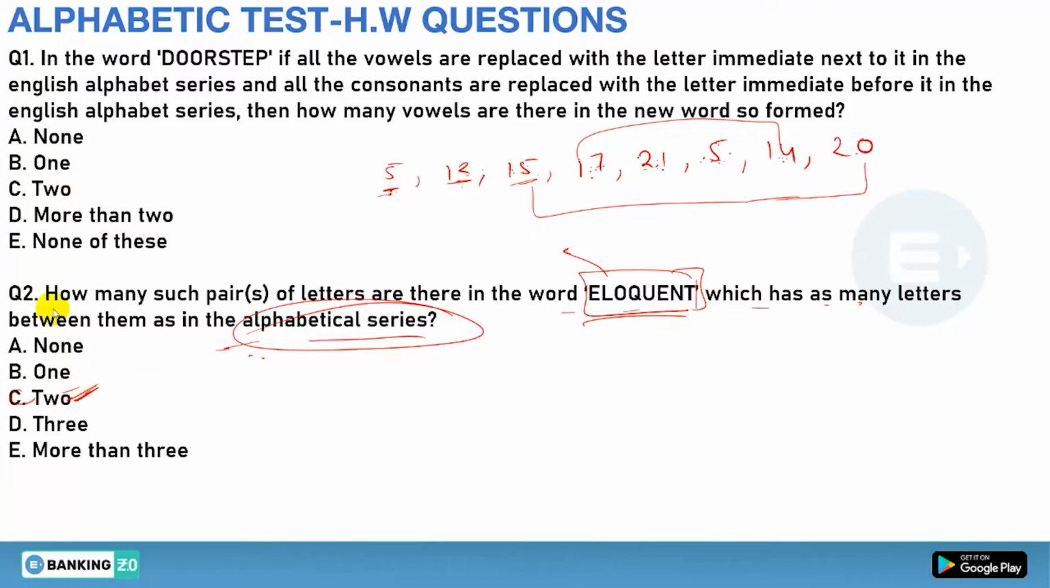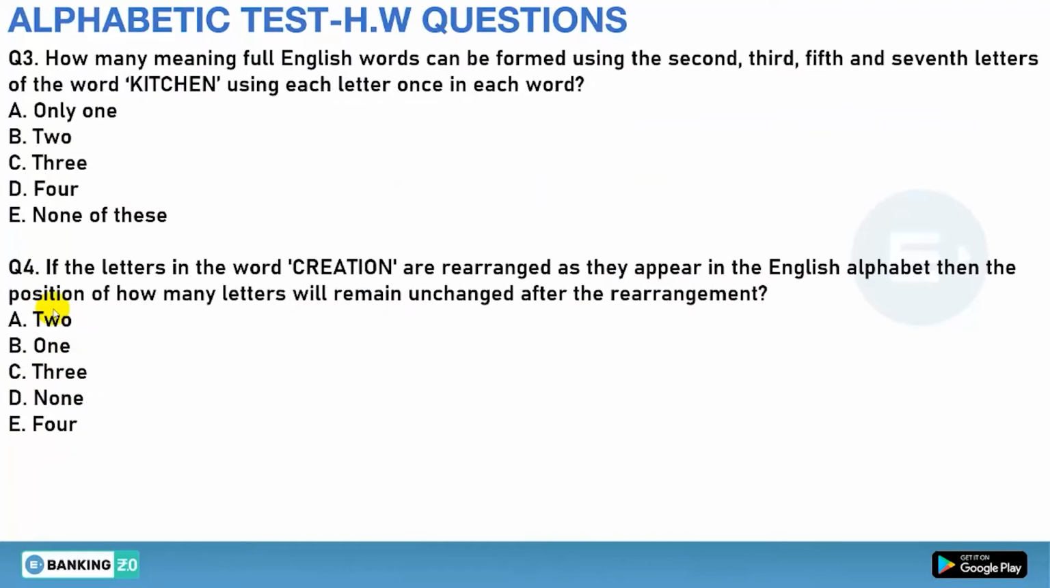Done. It was easy. Now let's see question number 3 and 4. How many meaningful English words can be formed using the 2nd, 3rd, 5th and 7th letter of the word kitchen, using each letter once in each word? So first of all, 2nd, 3rd, 5th and 7th. The 2nd is I, 3rd is T, 5th is H and 7th is N. Now we have to see how many words you can make from this.